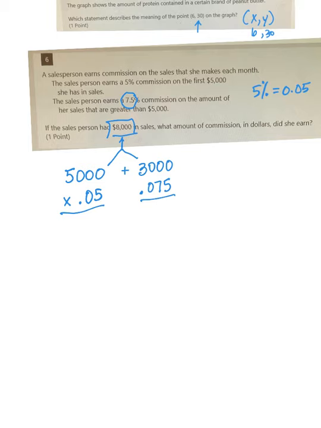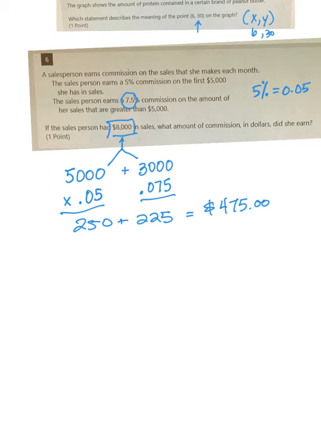So all we have to do is multiply these two amounts and add them together. That'll be our commission. So 5,000 times 5% is $250. Now let's multiply 3,000 times 7.5%, and we get $225. When you add these together, it'll be your total commission. We have $475.